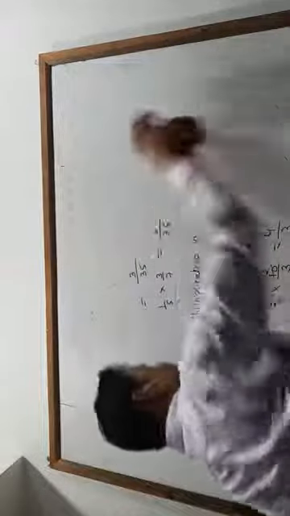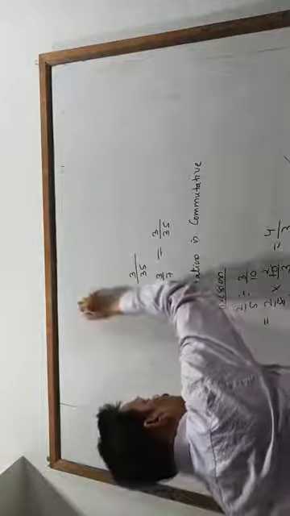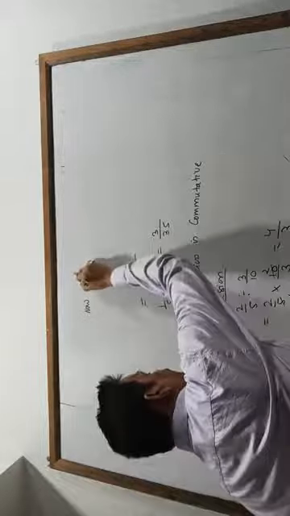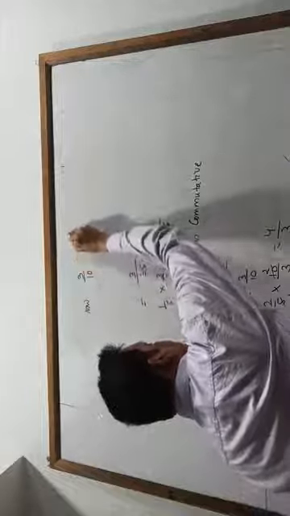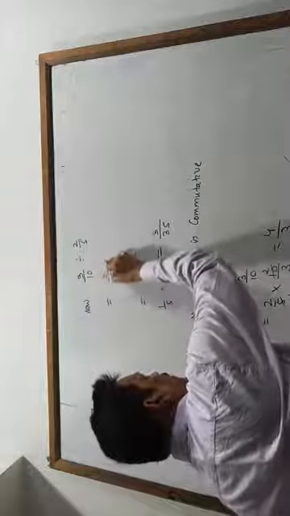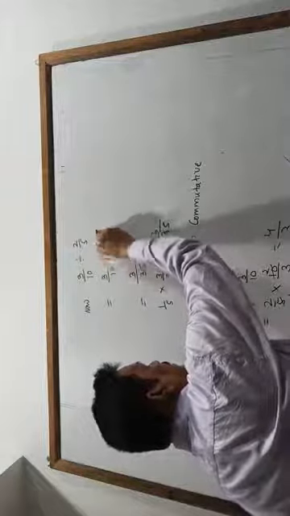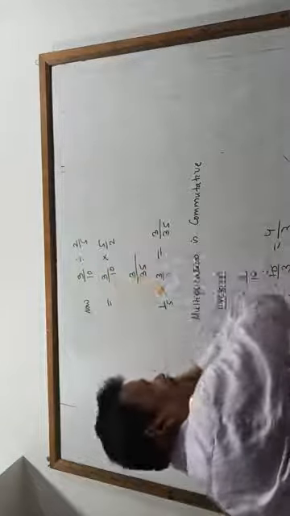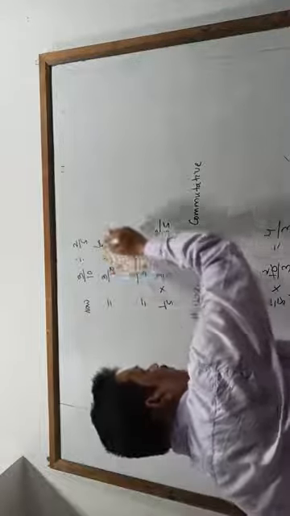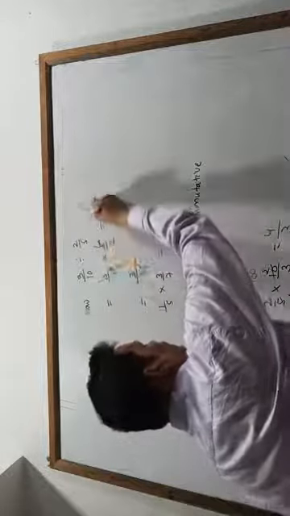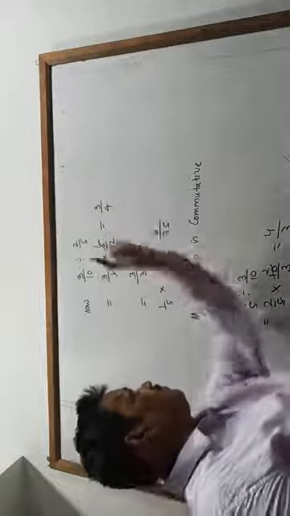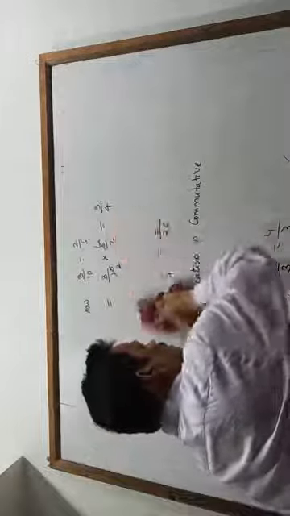Now 3 by 10 divided by 2 by 5. 3 by 10, division will be multiplication of ulta, which is 5 by 2. 5 1, 5 2. This became 3 1, the 3 by 4. Here is 4 by 3, here is 3 by 4. Not same. So division is not commutative.